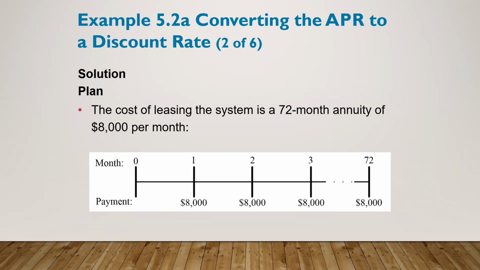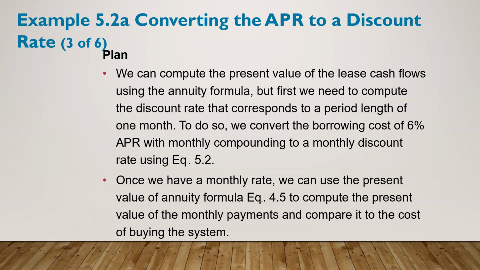Here's a solution plan. There's a timeline. The cost of leasing a system is a 72-month annuity of $8,000 per month. We can compute the present value of the lease cash flows using the annuity formula, but first we need to compute the discount rate that corresponds to a period length of 1 month.